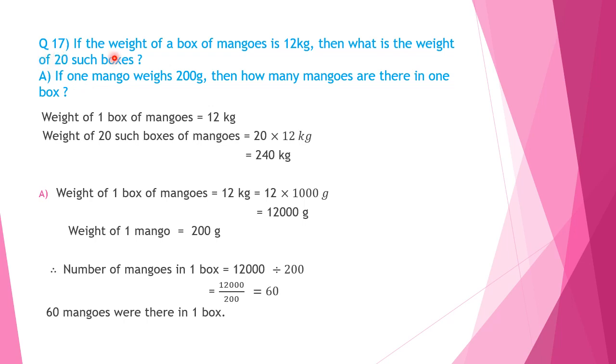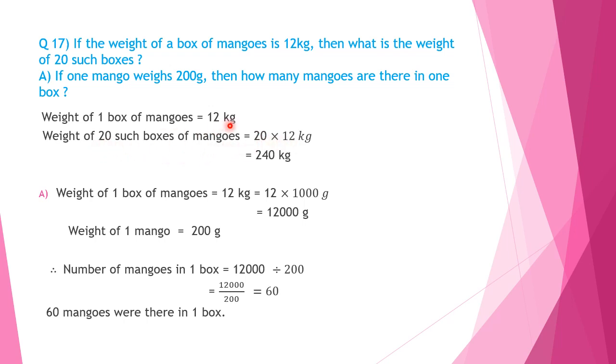Question number 17. If the weight of a box of mangoes is 12 kg, then what is the weight of 20 such boxes? Question number A. If one mango weighs 200 gram, then how many mangoes are there in one box? So they have given one box of mangoes, that is 12 kg, and they asked you to find 20 such boxes. So whenever they give one item in the question and ask you to find more than one item, you have to multiply.